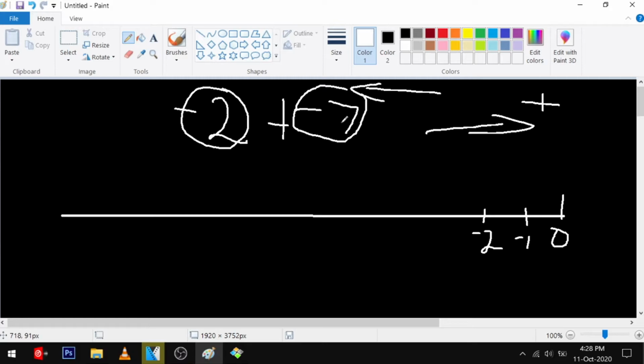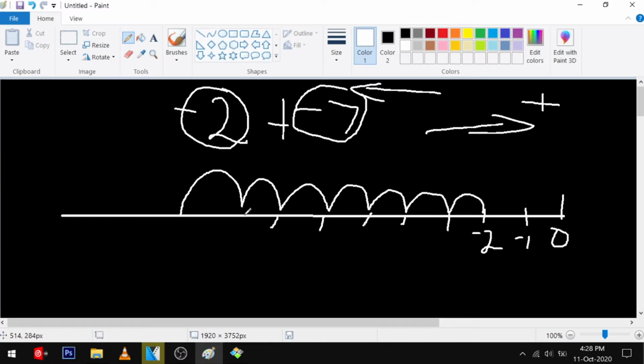So negative 7, if I add negative 7 to this negative 2, I'm going to go this way 7 times. 1, 2, 3, 4, 5, 6, 7. So if I put a number line, this would be -3, -4, -5, -6, -7, -8, and -9. So my answer would be -9.